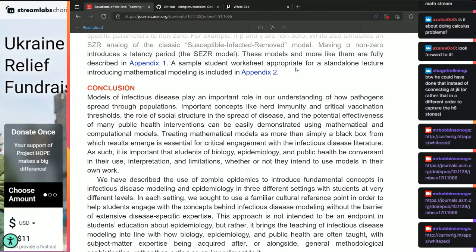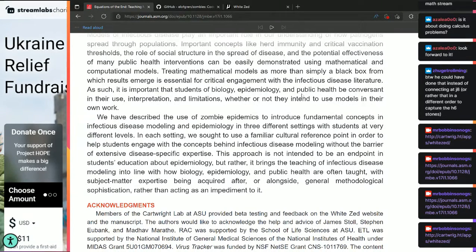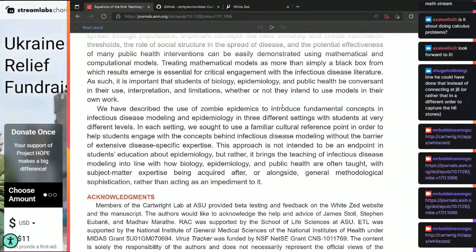Models of infectious diseases play an important role in our understanding of how pathogens spread through populations. Important concepts like herd immunity and critical vaccination thresholds, the role of social structure in the spread of diseases, and the potential effectiveness of many public health interventions can be easily demonstrated using mathematical and computational models. Treating mathematical models as more than a simple black box from which results emerge is essential for critical engagement with infectious disease literature. As such, it is important that students of biology, epidemiology, and public health be conversant in their use, interpretation, and limitations, whether or not they intend to use models in their own work.